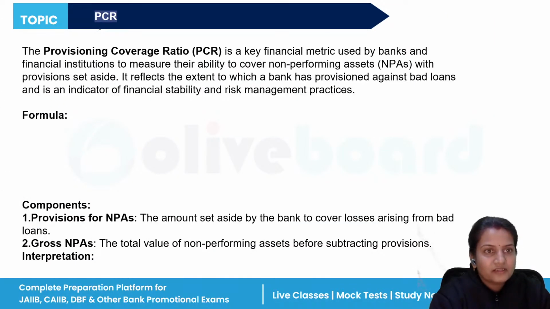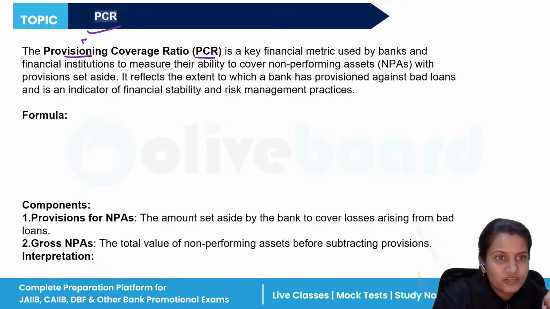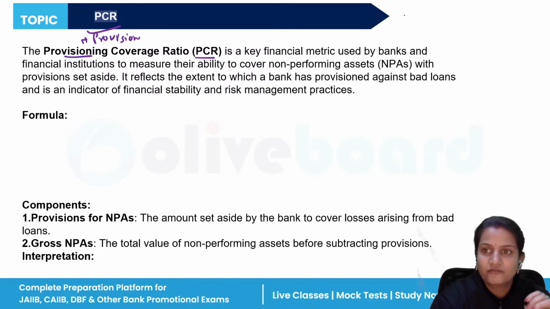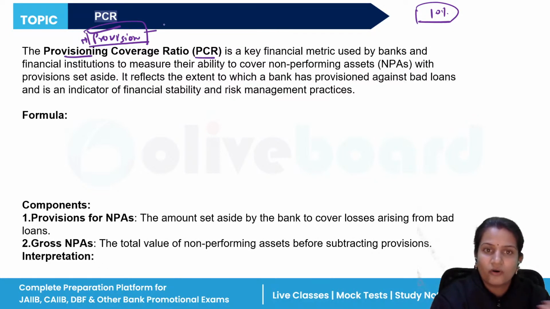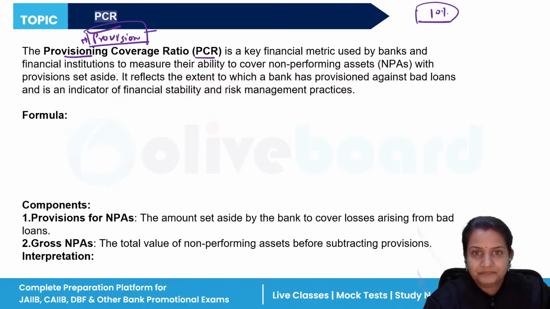Now, there is one important topic, that is provisioning coverage ratio, PCR. What is PCR? Provisioning means that we know in future I might have a loss of 10%. So for 10%, I may make a provision now itself. A provision is a category where you are keeping aside money to recover your losses.